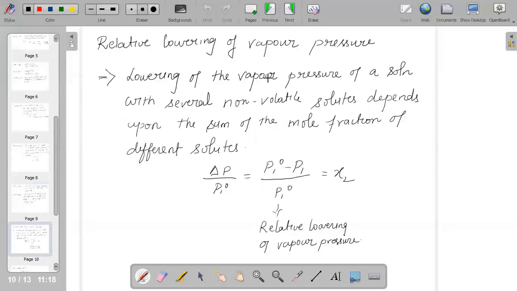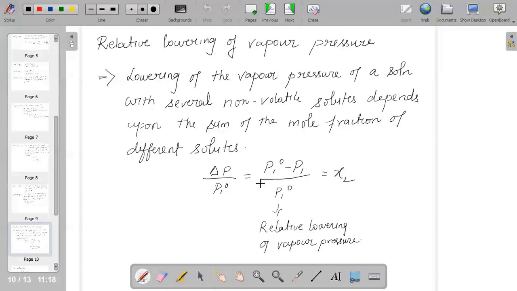And the next factor which we should know is called relative lowering of vapor pressure. What is relative lowering of vapor pressure? When we say lowering of the vapor pressure of a solution with several non-volatile solutes, it is totally going to depend upon the sum of the mole fractions of the different solutes. The vapor pressure of a solvent present in a solution is less than the vapor pressure of the pure solvent.